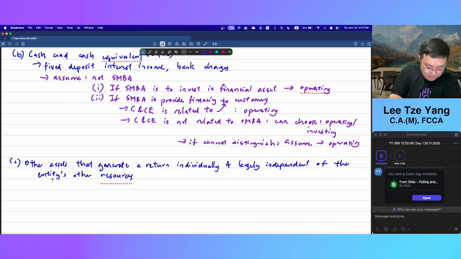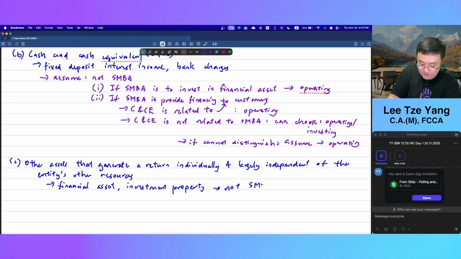So this one basically refers to a financial asset or investment property, which is not SMBA. Take note, not SMBA. If it is SMBA, it becomes operating already. They are not the main business.